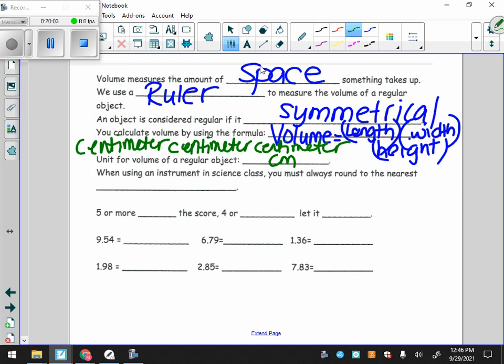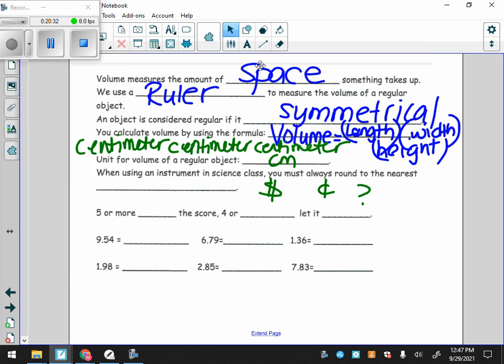Volume has a different label. What label is this? Money. What kind of money? Cash. Dollars. What label is this? Cents. Pennies. Question. How do we label volume, the property of volume? How are you going to know that somebody measured volume? Centimeters tells you length. How do we know? Squared is area, be careful.